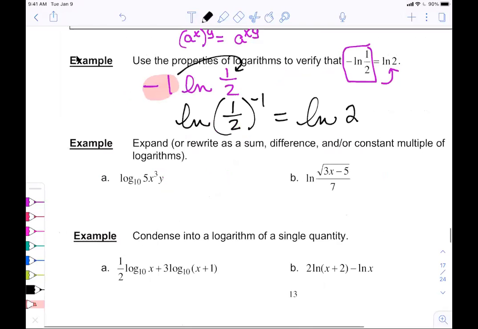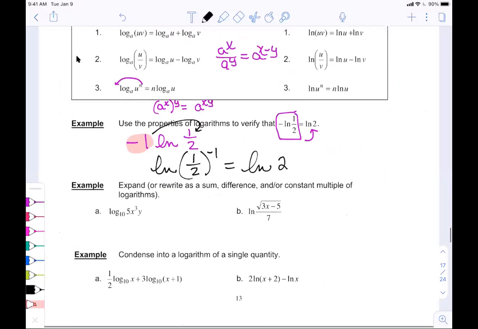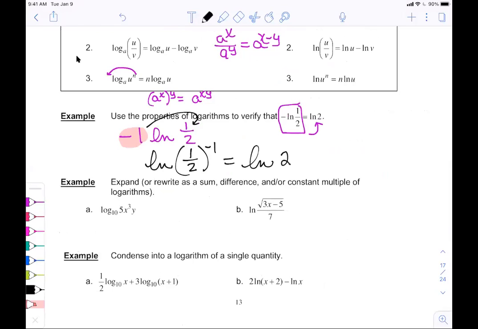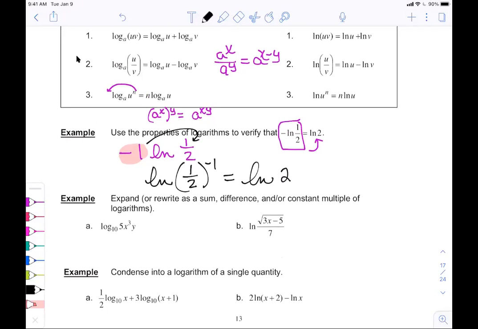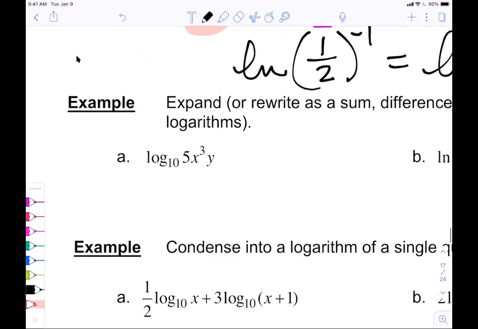So if we look above, Darby, we have the log base 10 of 5x cubed y. How do you think we could start expanding this, Darby, based off of the information above? Would you use the first property to expand it? Yeah, excellent. So we're going to use that first property. Darby, how many logarithms would we be creating? We'd be creating 3 because there's 3 different ones. Excellent. So there's 3 values being multiplied together.